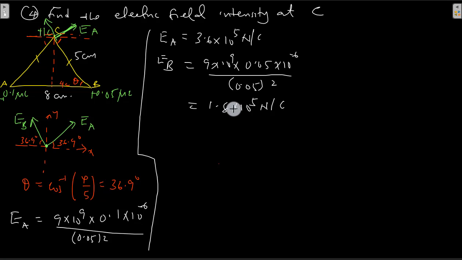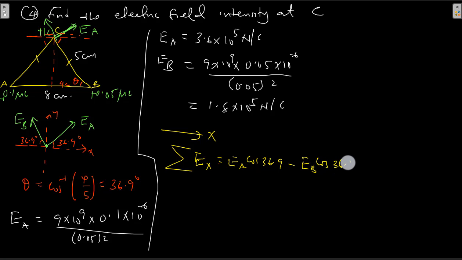So let's use these two values to find the resultant electric field intensity. Let's find the electric field intensity in the horizontal direction, in the x-axis. The summation of electric field intensity in the x-axis will be EA cos 36.9, because that's in the positive x direction, minus EB cos 36.9 degrees. Go ahead and put in the values. EA is 3.6 times 10 to the 5th power minus EB, 1.8 times 10 to the 5th power, cos 36.9. That's about 1.45 times 10 to the 5th.